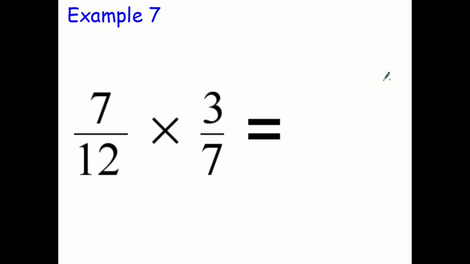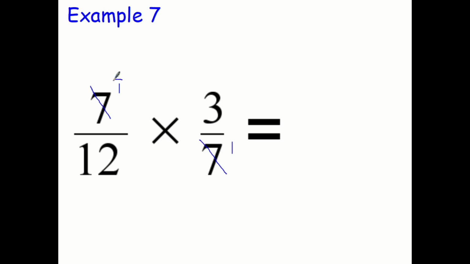Example number 7, 7 times by 3 is 21, and 12 multiplied by 7 is 84. But I'm actually going to do something slightly different here. I'm going to what is called cancel common factors. So here I can see there's a 7 here, and there's a 7 here. So if I divide those both by 7, I get 1. And that just makes my multiplying a little bit easier.